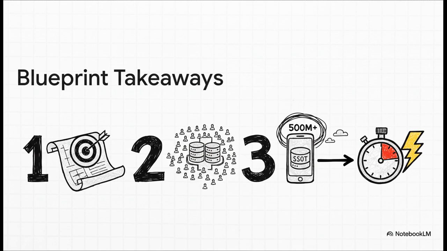All right, let's wrap this up. What's the master blueprint here? Four key takeaways. One, scope first. Know exactly what you're building before you do anything else. Two, scale changes everything. Designing for 500 million people forces you to make different choices. Three, offline is not an afterthought. Build for the real world from day one with a single source of truth. And finally, number four, perception is reality. Use tricks like optimistic writes to make your app feel instantaneous, because that feeling is what matters most.